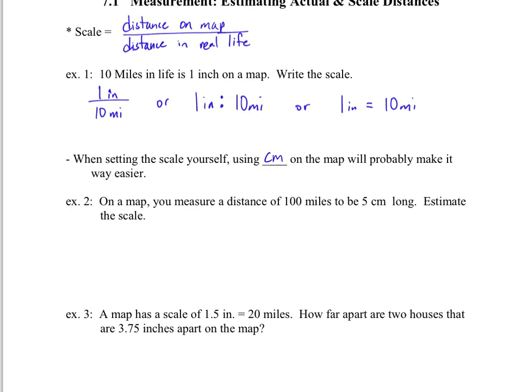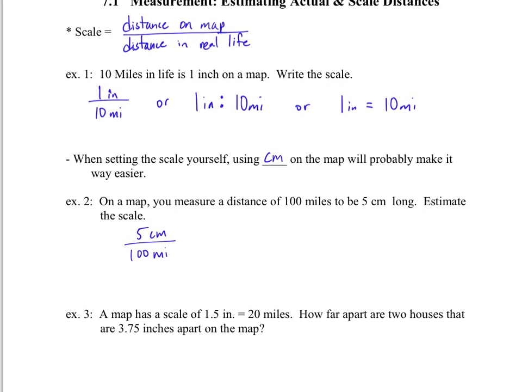So you might get a question that says on a map, you measure a distance of 100 miles to be 5 centimeters long. Estimate the scale. So you measured 5 centimeters and said that's about 100 miles. So what do you think? What would my ratio be for this? 5 centimeters over 100 miles.